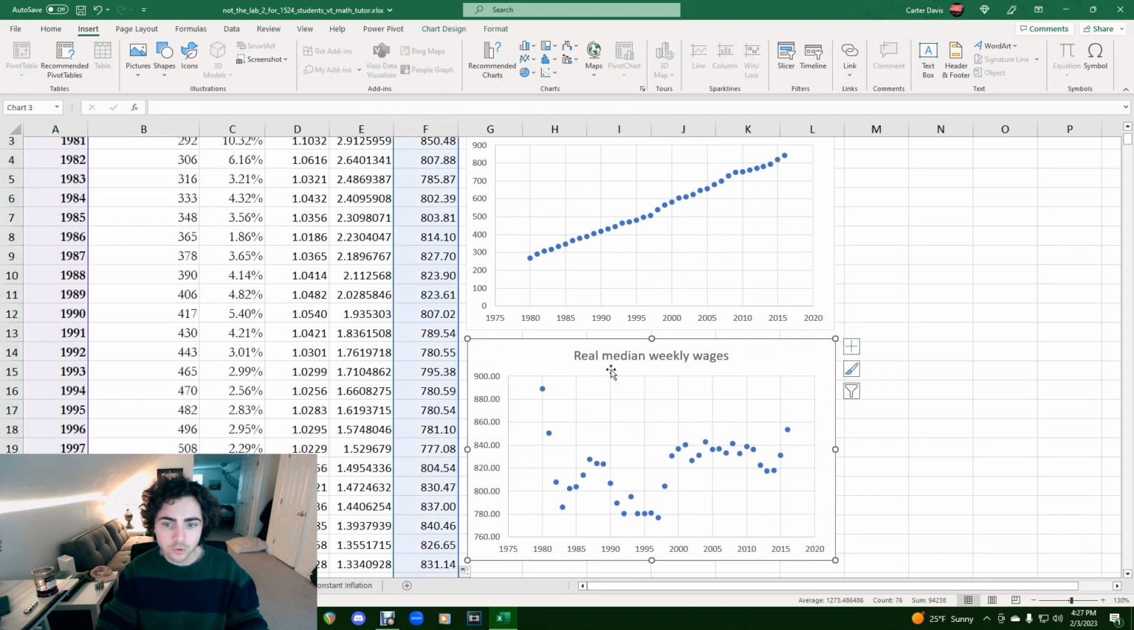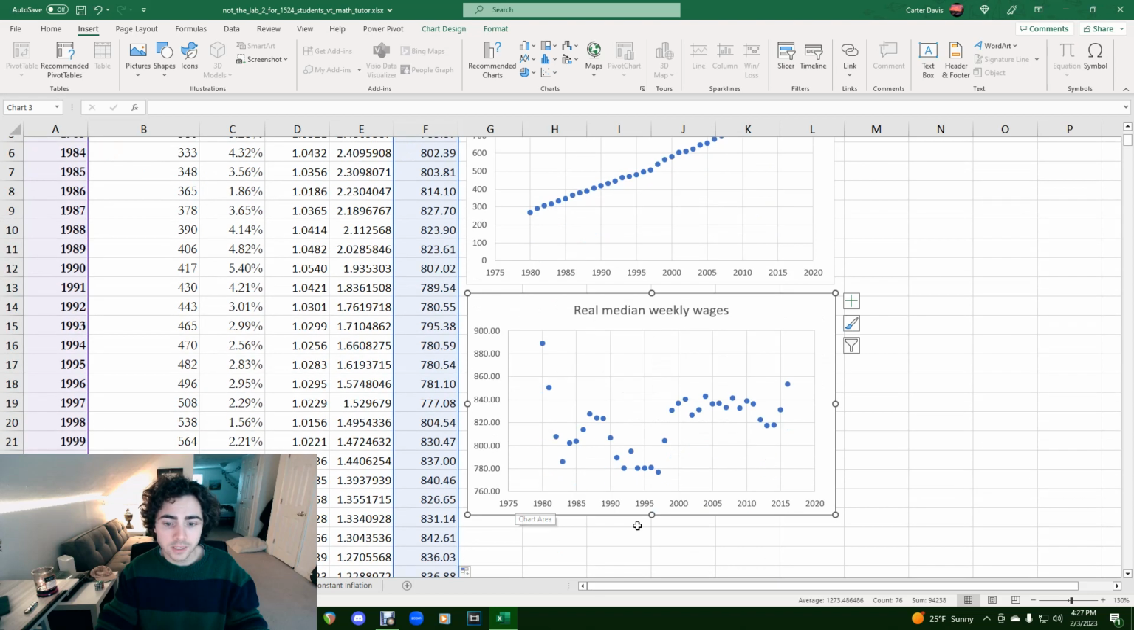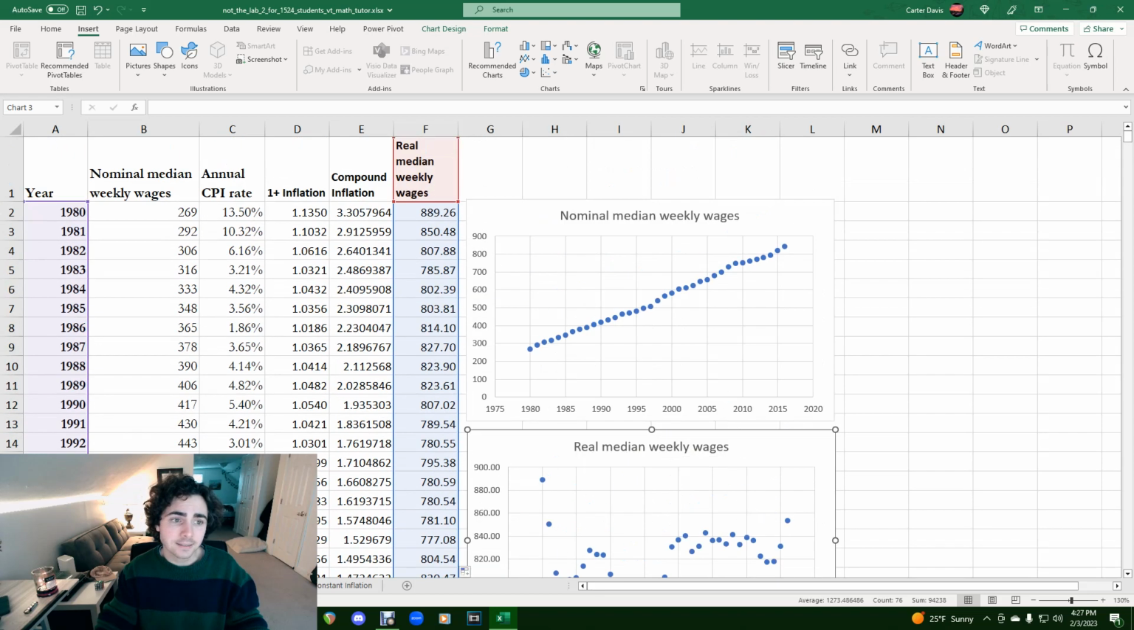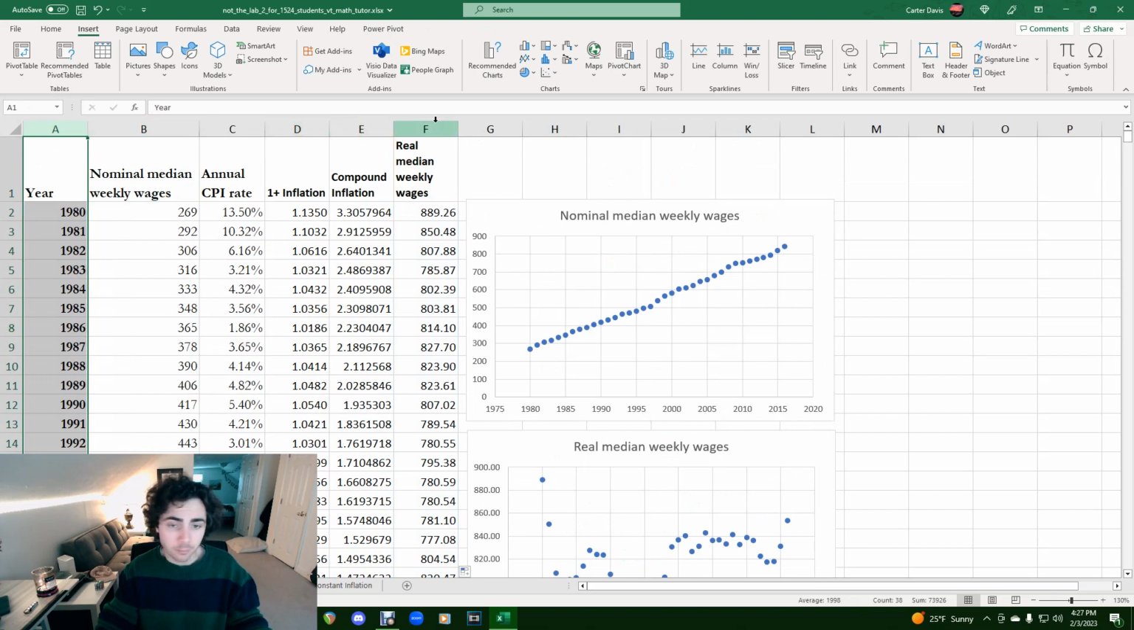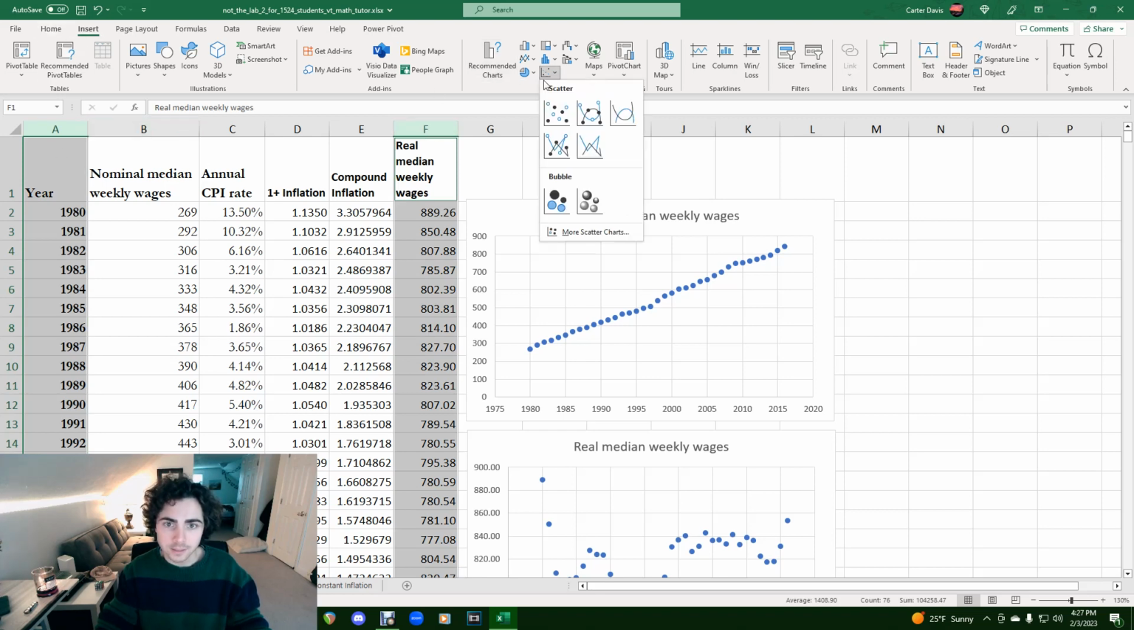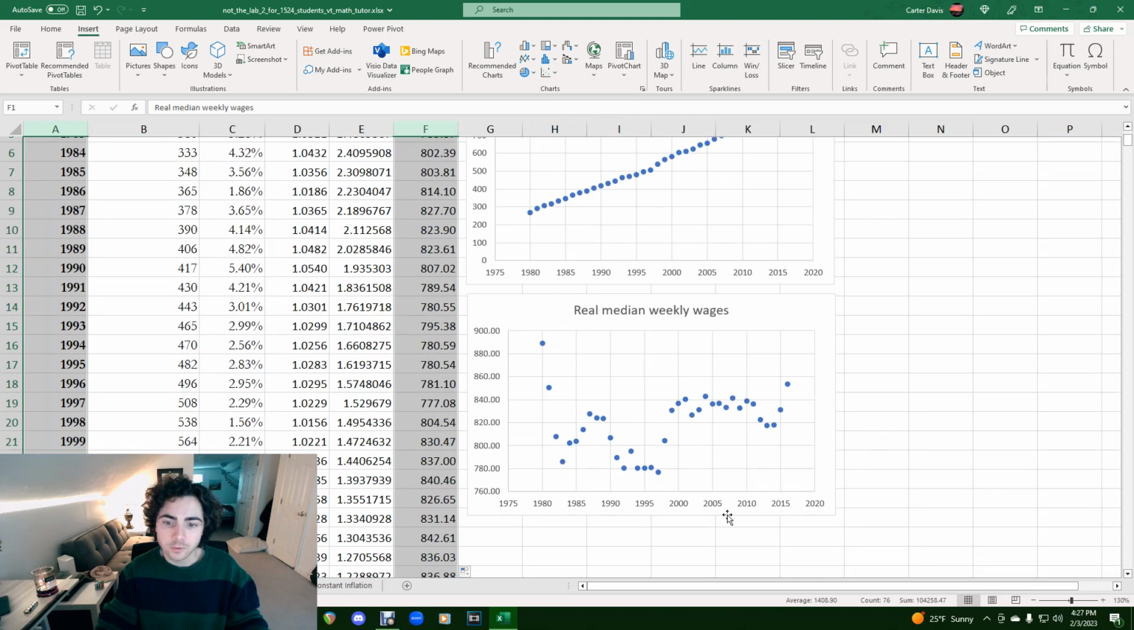Likewise, for real median weekly wages, you still want the years on the x-axis. So you'll click on A. I would hold Control or Command or whatever the button is. Click on F while you're holding Control. So you highlight both A and F, then you insert a scatter plot like that. And that would produce this one here.